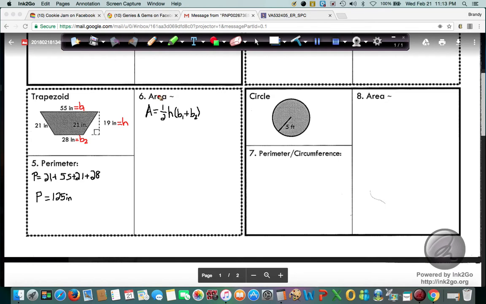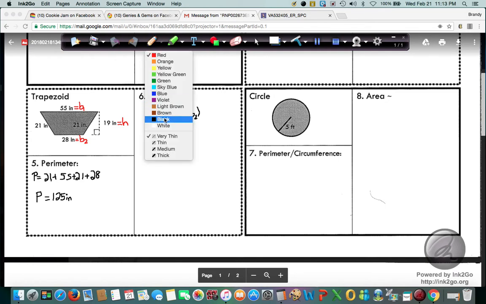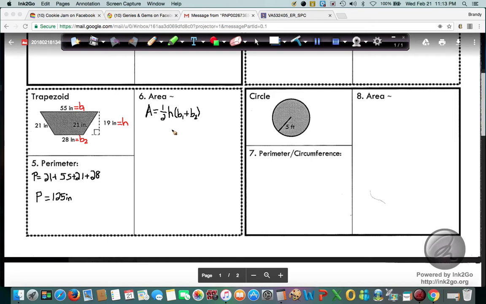All right, so we did step 2. We labeled. Step 3, plug it in, and we're going to do the math. Very easy 3-step process, and it's every time for any shape. So 1/2 times the height times the sum of the two bases. So we have 55 plus 28. Now, order of operations. Parentheses first. We got to do this first.